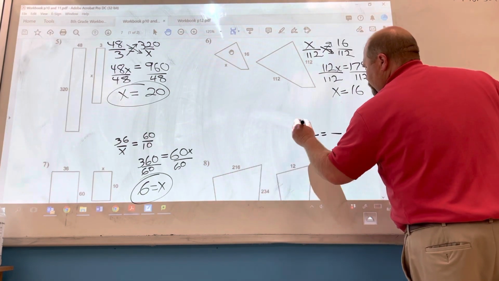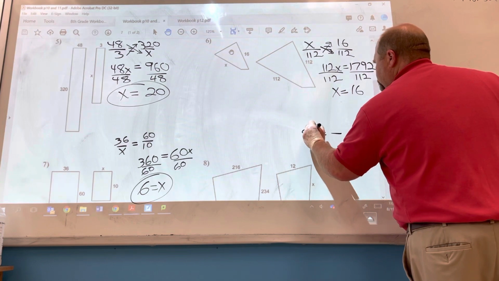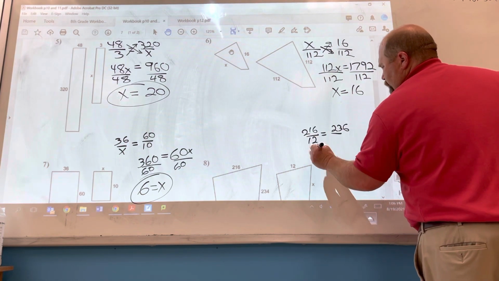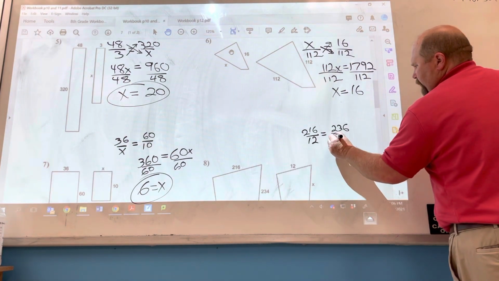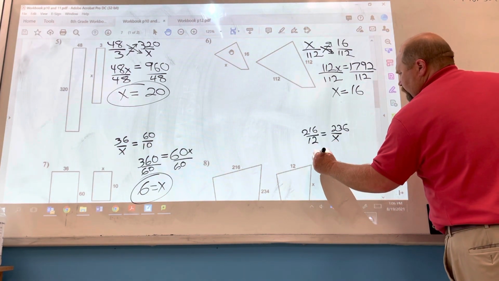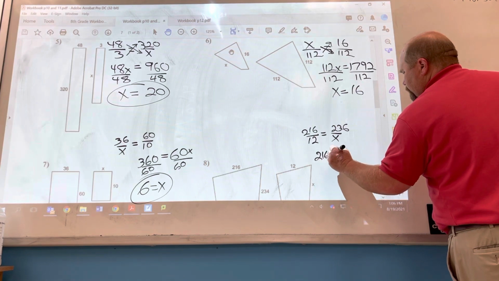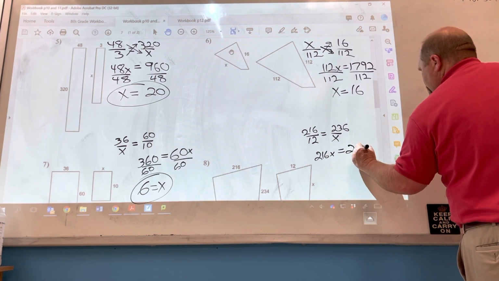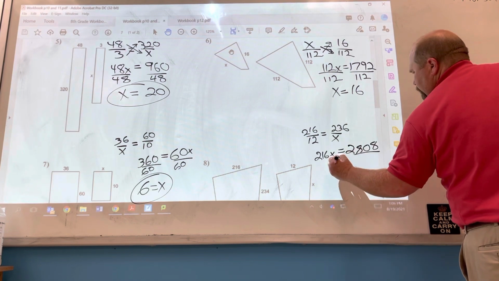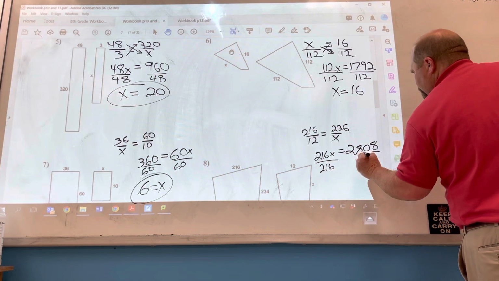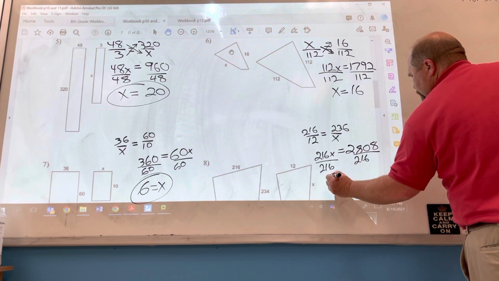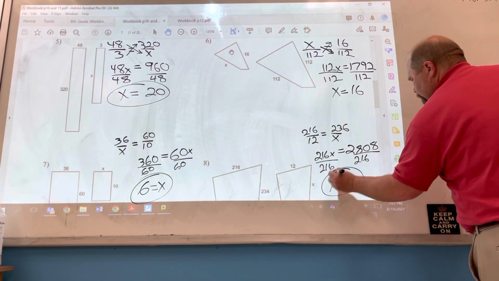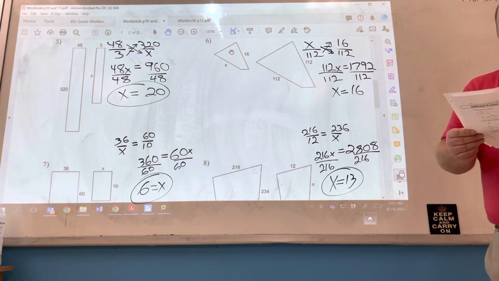We'll use 216 and 234. And that corresponds with 12 and x. 216x is equal to 2,808. Divide both sides by 216. X equals 13. All right. That is page 10.